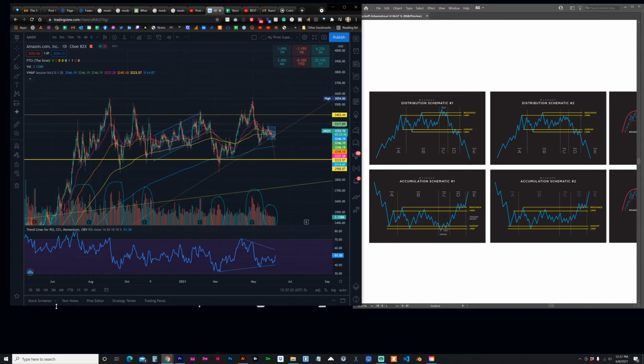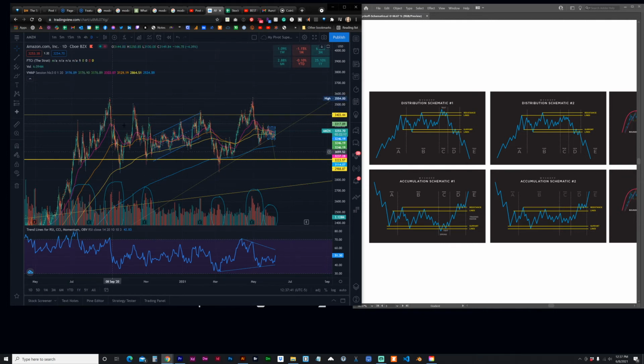Let's go ahead and look at Amazon. And this is where you can see in this 10-month time period, we went through what I'm considering a distribution schematic. Looks like it was likely this first one because I see a test out of this resistance line.